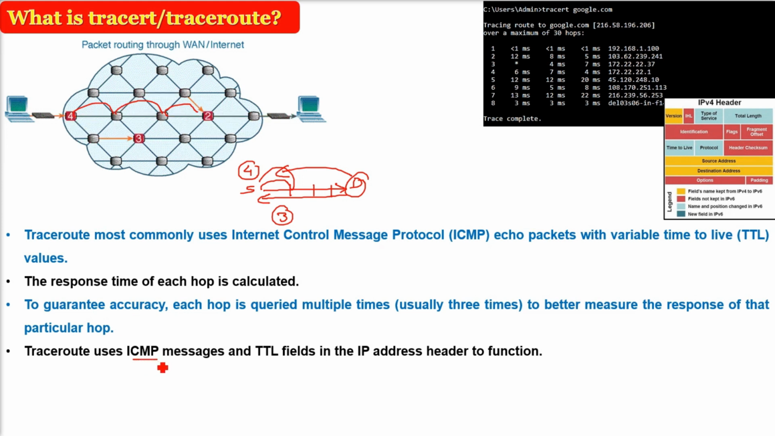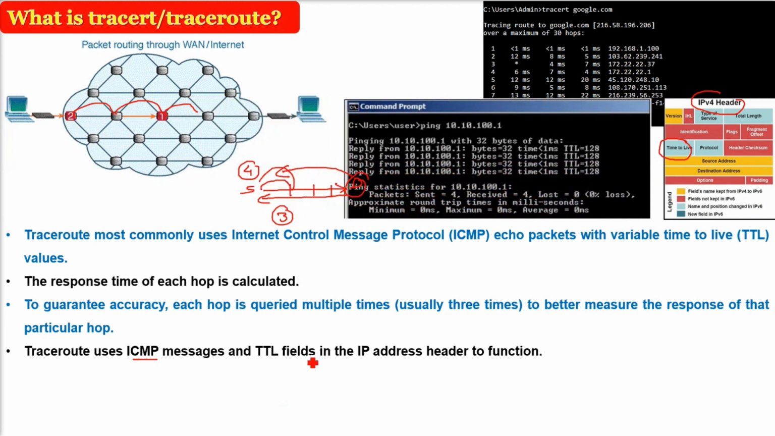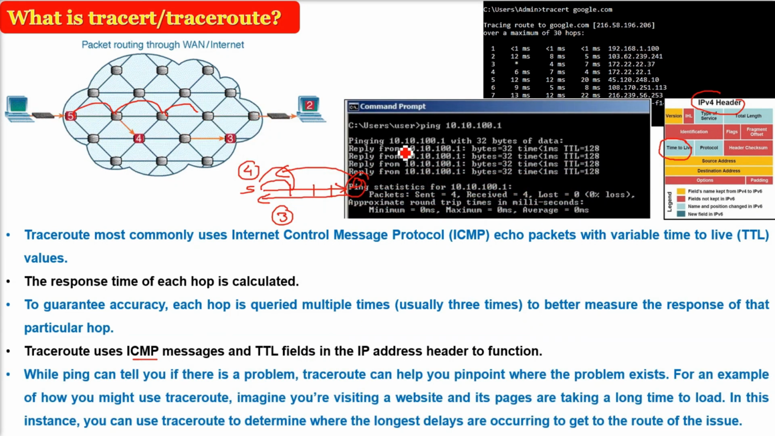Traceroute, like ping, uses ICMP messages and TTL, time to live fields in the IP header, to function. TTL is the number of hops for which the packet will be alive. Please understand very carefully. Ping can tell you if there is a problem from source to destination. It can tell you that there may be some problem. But traceroute can help you pinpoint the exact location where the problem exists. So ping tells you a problem, traceroute can pinpoint the problem.